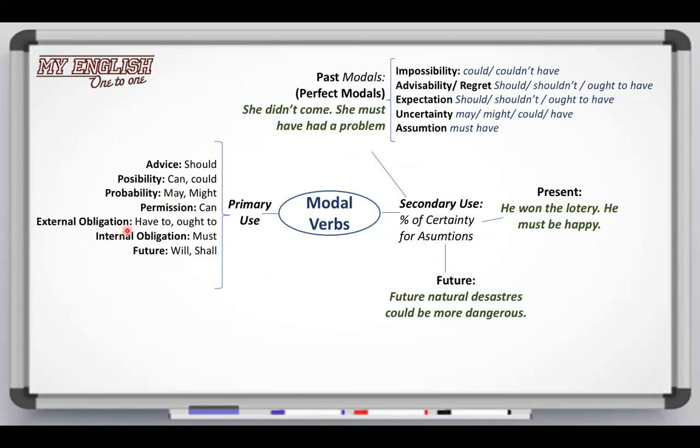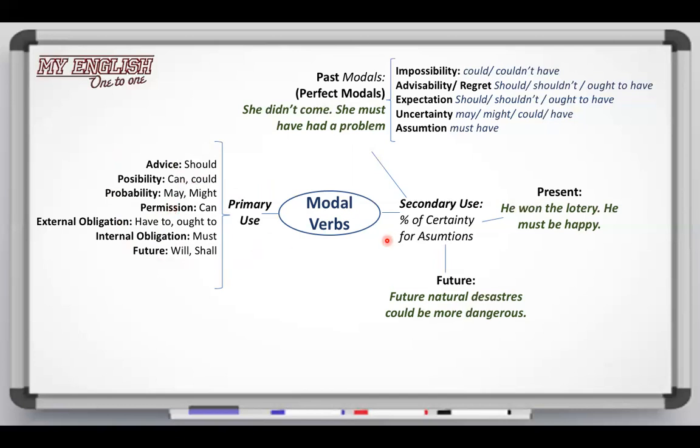And the external obligation is when you're being somehow forced to do something, or you have to do something but it's not your internal desire. You have to and ought to. When you want to do something and you feel compelled to do something, then you can use must. And finally, to express future, we have will and shall. Yes, there's a class to expand these uses, and this is not the main focus of this particular video, but it's good to have the context.